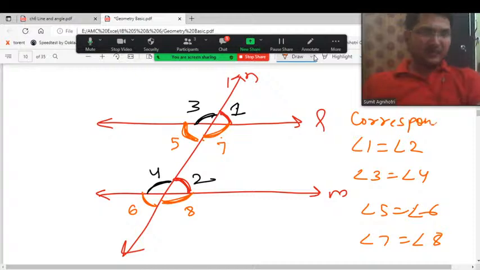Can you now identify the corresponding angles, the alternate angles, the interior angles, and the exterior angles? Can you identify them from today onward?